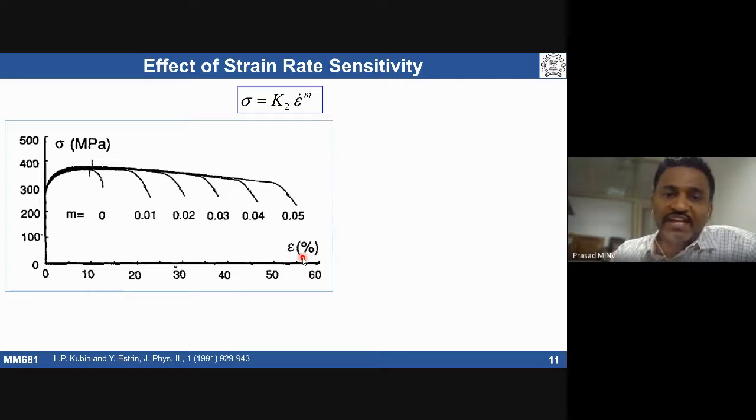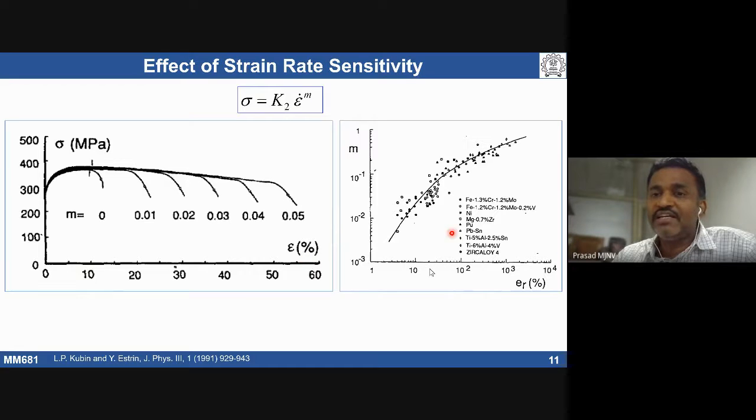Even at high temperatures, there are materials called superplastic materials which exhibit very high strain rate sensitivity values. The m values can be about 0.3 to 0.6. Those materials at elevated temperatures exhibit very large elongations, as high as 1000%. Those are called superplastic. We will discuss them separately, as this is a high temperature phenomenon where some materials exhibit very high strain rate sensitivity values.